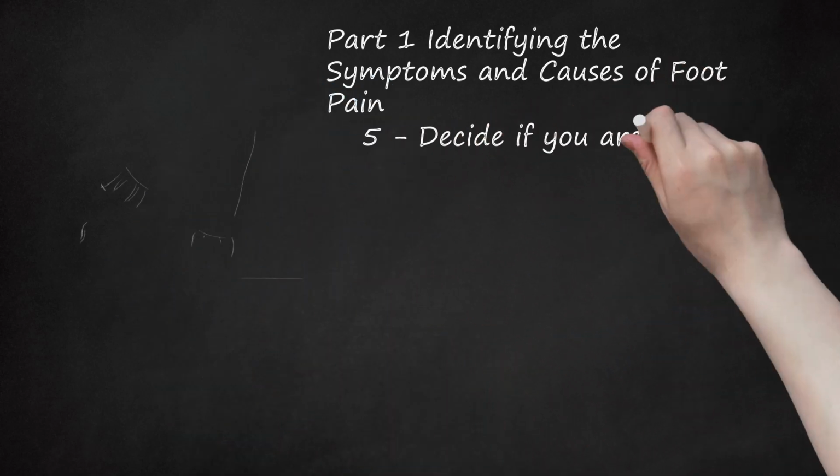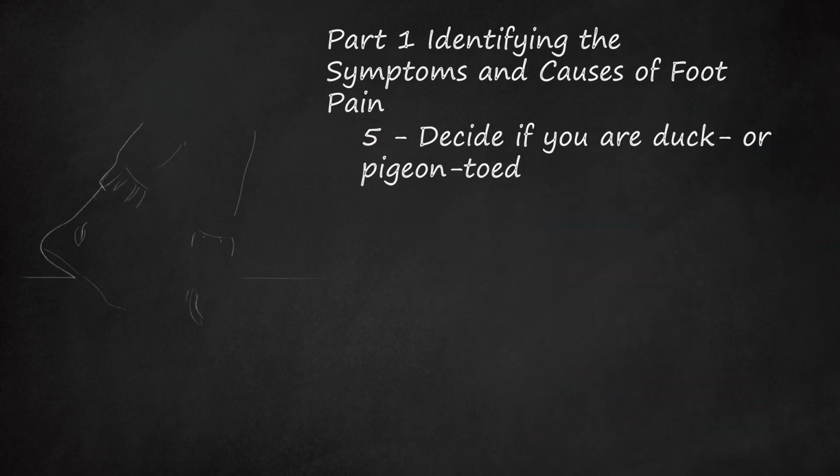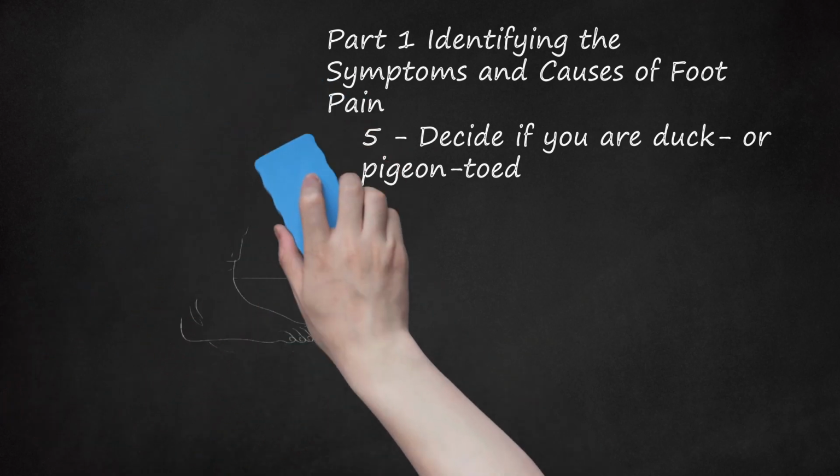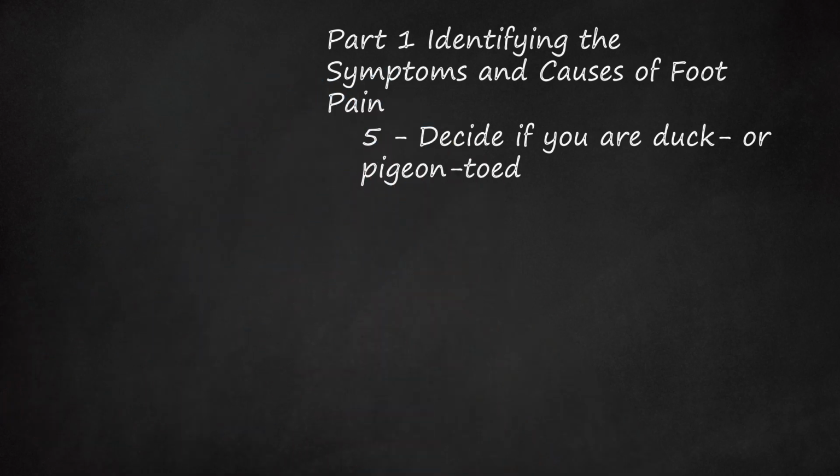5. Decide if you are duck or pigeon-toed. Many people walk with their feet bowed slightly out. This is known as being duck-toed. Other people walk with their feet turned slightly in. This is called being pigeon-toed. Although this may be a comfortable position, the muscles, bones and tendons are not being used properly. Bad foot alignment can be responsible for pain in the feet, knees, hips, and back.